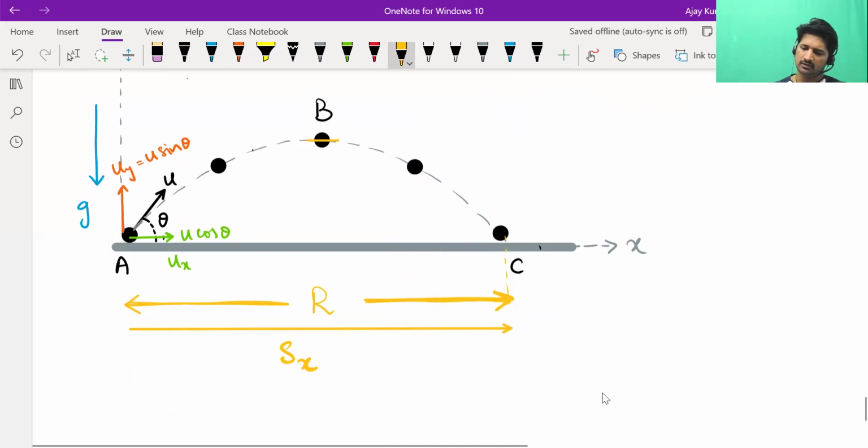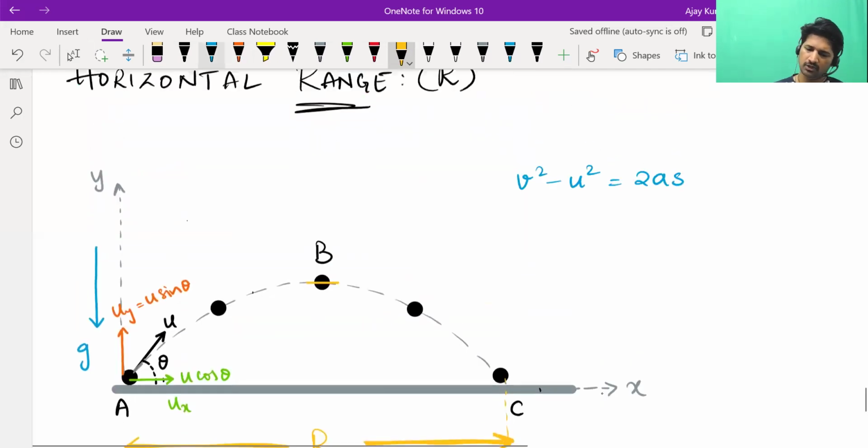Now, if displacement in x direction is what you want, you should be writing an equation like this. Vx square minus ux square is 2 ax sx, displacement in x direction. Okay. Pawan, tell me, what is the velocity's x component finally? Means at C, what is the x component of velocity?